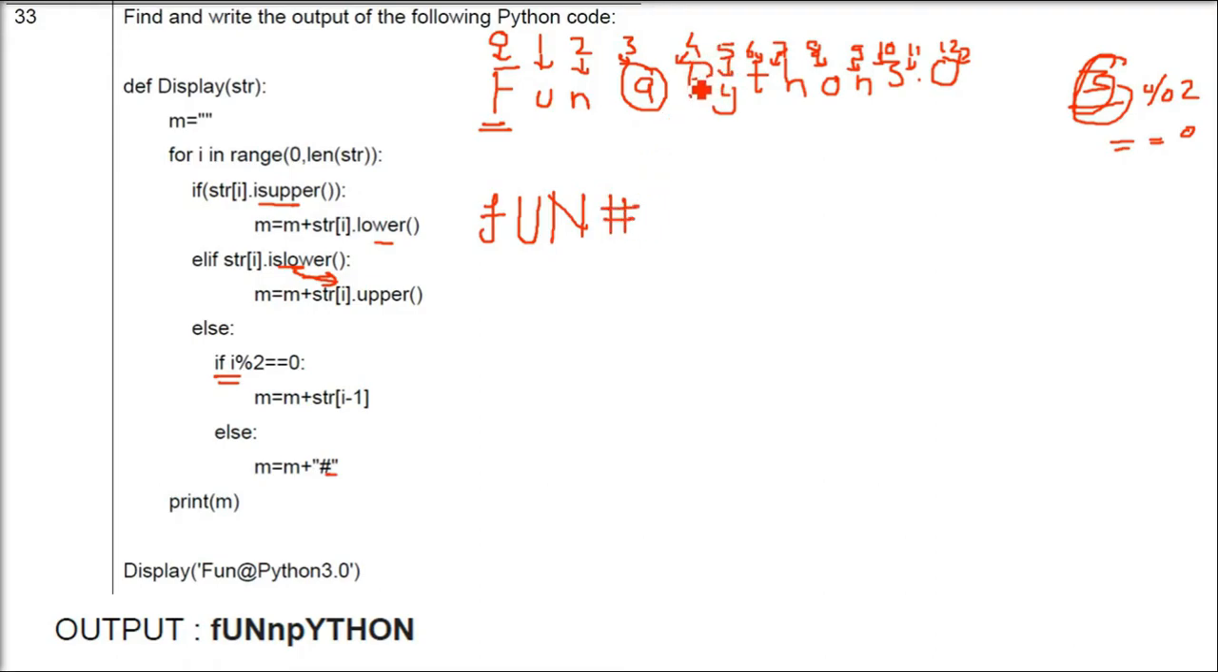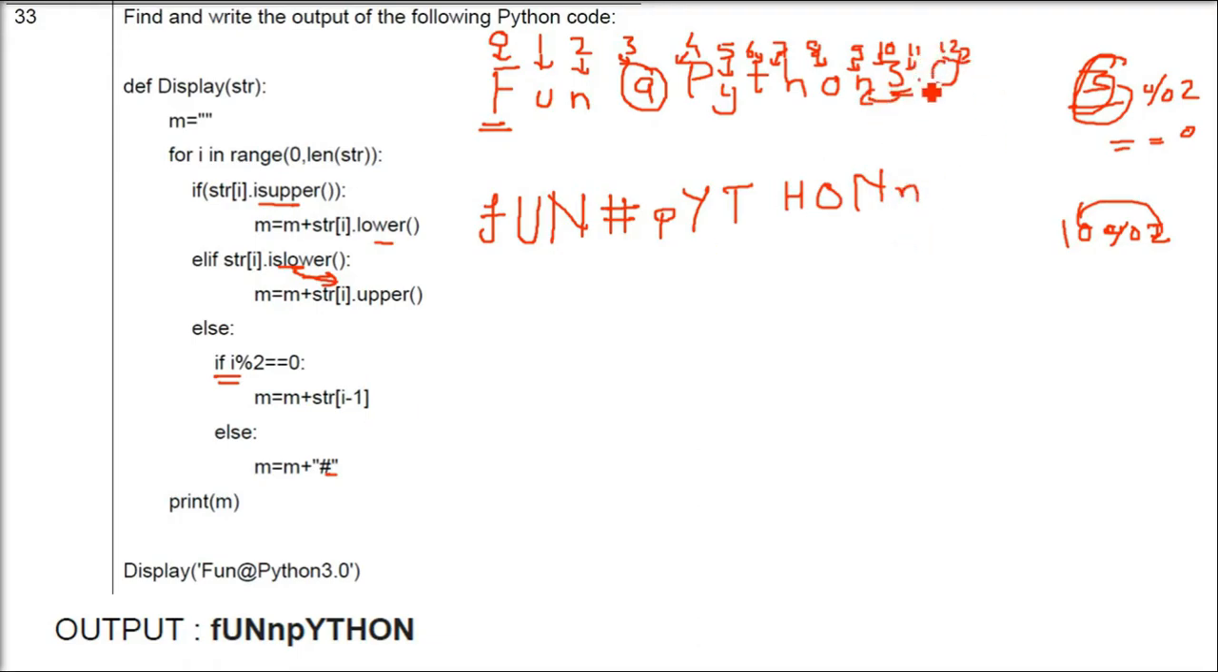Now coming to P, it is capital, so you make it small. Y is small, so make it capital. T, make it capital. H, make it capital. O, make it capital. N, make it capital. Now the next index, what about it? It is 10. 10 modulo 2. Yes, it is an even number. 10 is an even number. So you will come here in this line, and you will take the previous character. What is the previous character? Small n. So you will put a small n here.